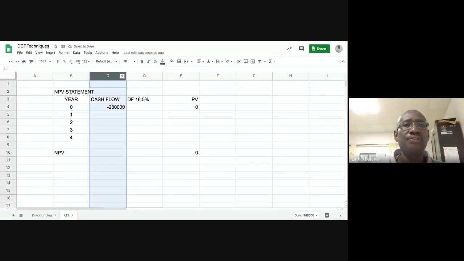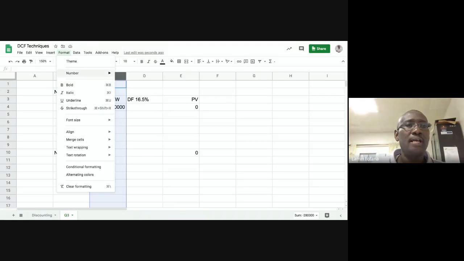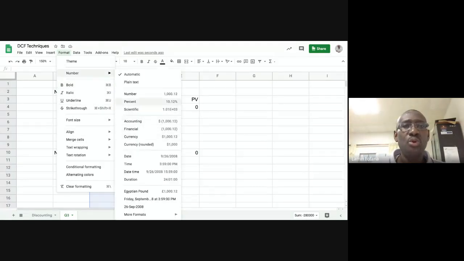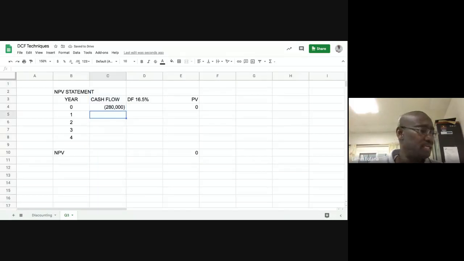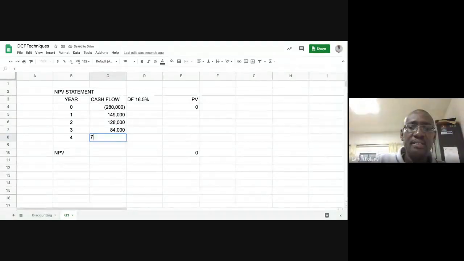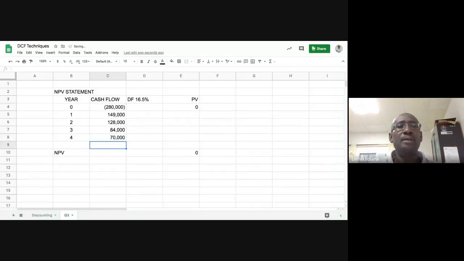Okay, so let's format this. This time around we can use the financial format so that the negative will be in brackets. But we don't want 2 decimal places, we want 0 DP. So 280, then we have 149. That's a positive one, an inflow, 128, 84, then we have 70. Okay, so can we calculate our discount factor to 2 decimal places?